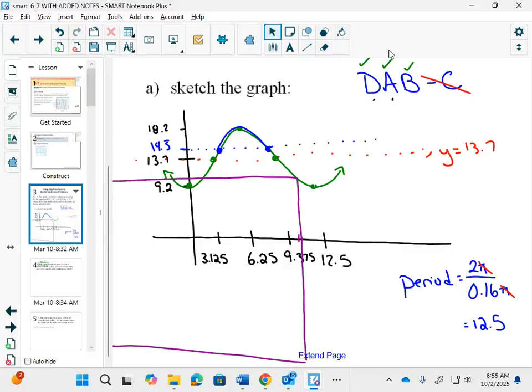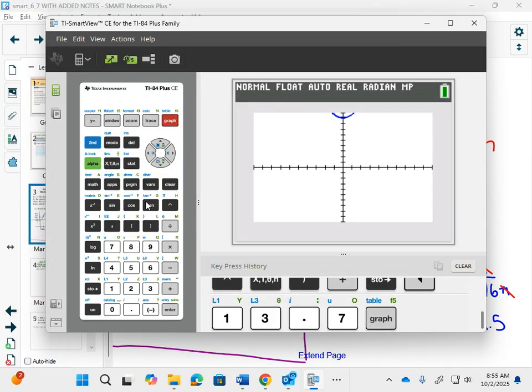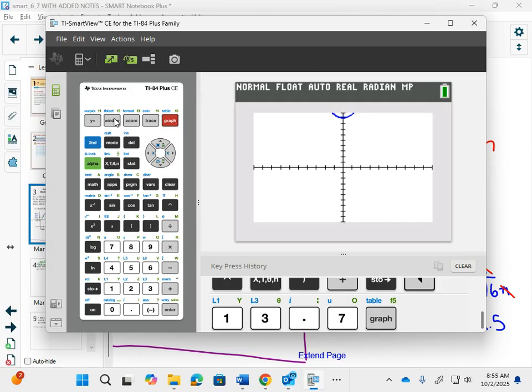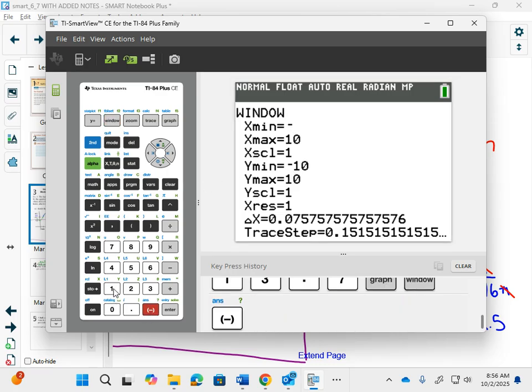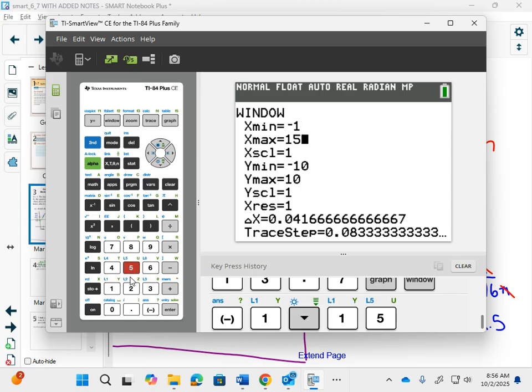And on your calculator, right here at the top, there is a window button. That changes what you can see. If I click on that window button, you can see right now the x's go from minus 10 to 10, and my y's go from minus 10 to 10. What would I like to see? Well, my x's, I don't need to go back to minus 10. Sometimes I like just a minus 1 so I can still see my y-axis. And my period was 12.5, so maybe I'll go up to 15.